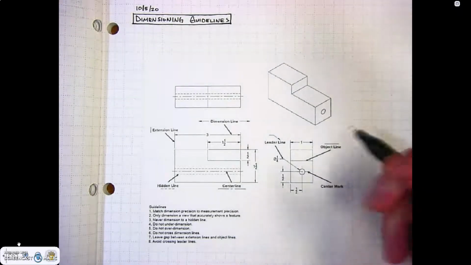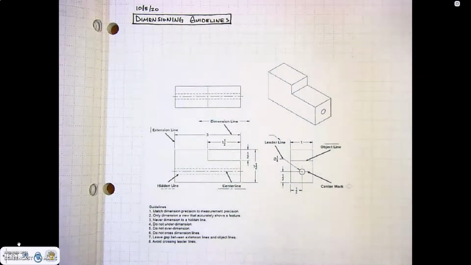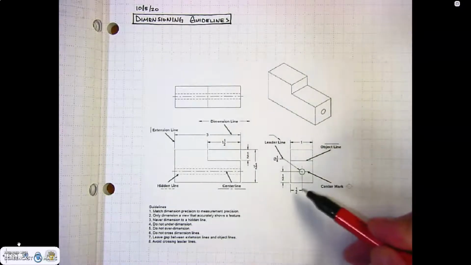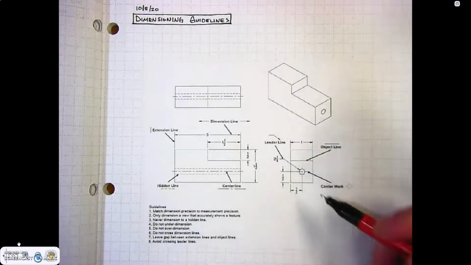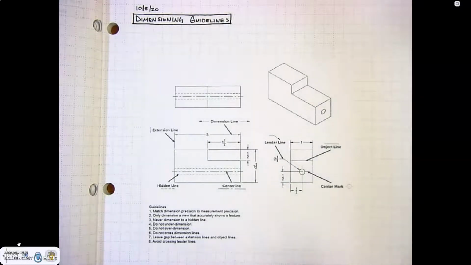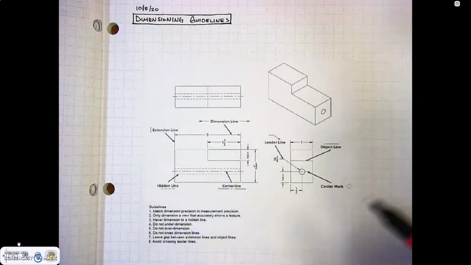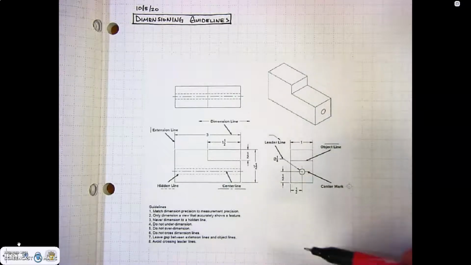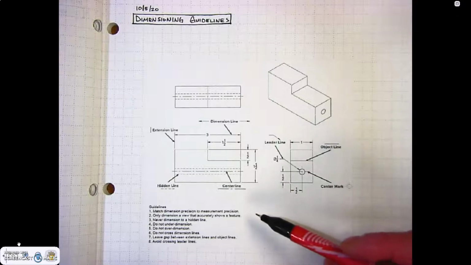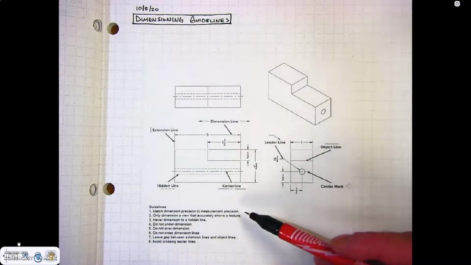Number one says match dimension precision to the measurement precision. And so if the object or whatever is created, in this case uses fractional inches, you can dimension that in fractional inches. If it uses decimal inches to a thousandth of an inch, you need to dimension it in decimal inches to the thousandths of an inch. So that's guideline number one.